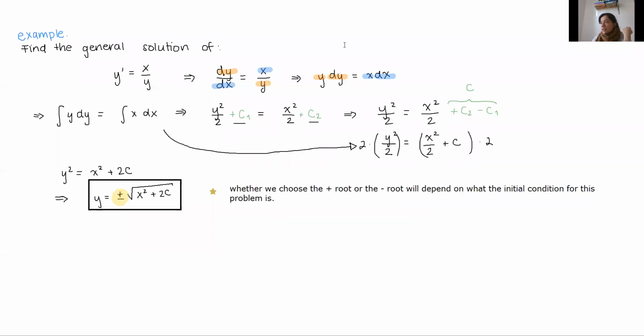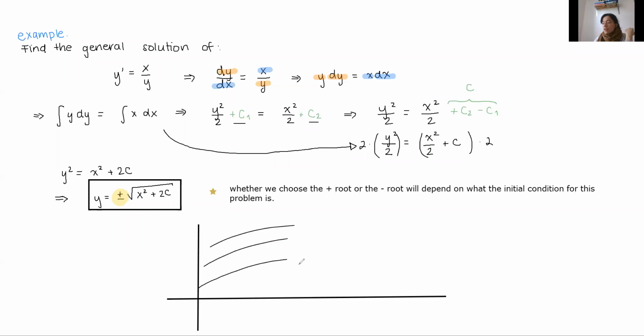So far, the answer that we have tells me that my function could look like this, like that, or maybe it could look like this, or like that. Depending on whether you start with a positive or a negative initial condition, you're going to be able to determine which of the cases you're going to be in. Okay.